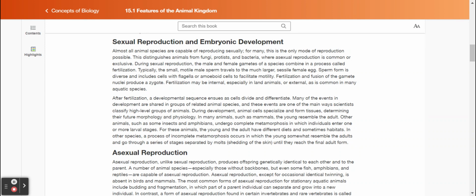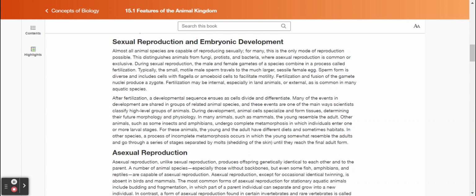After fertilization, a developmental sequence ensues as cells divide and differentiate. Many of the events in development are shared in groups of related animal species, and these events are one of the main ways scientists classify high-level groups of animals. During development, animal cells specialize and form tissues, determining their future morphology and physiology.